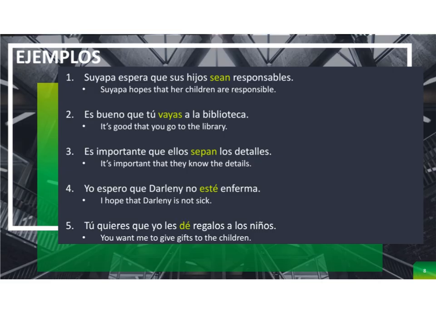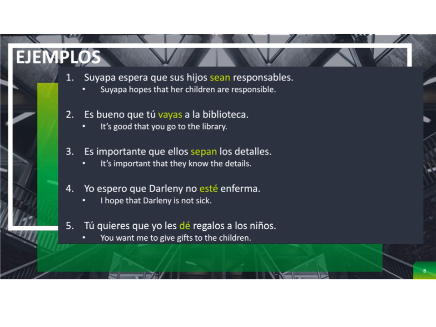One quick reminder with this lesson is to be very careful with your subject. So notice that in some of these sentences, there's 2 subjects in each sentence. So number 1, if you read that, you see that there's 2 subjects. You have Suyapa at the beginning of the sentence, and you have hijos at the second part of the sentence. So you need to be really careful to make sure that the first verb, esperar, is conjugated to match Suyapa, but that second verb, ser, it needs to match hijos. So that's why it's conjugated as sean, not sea.